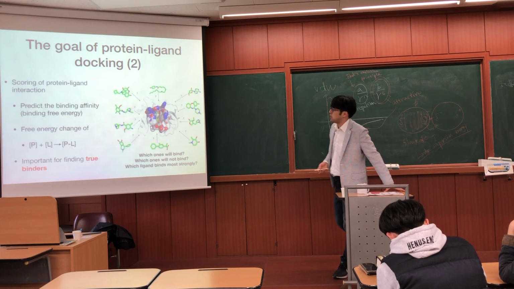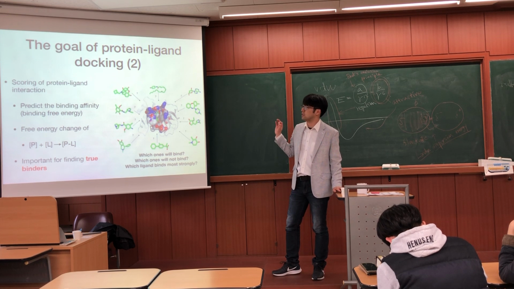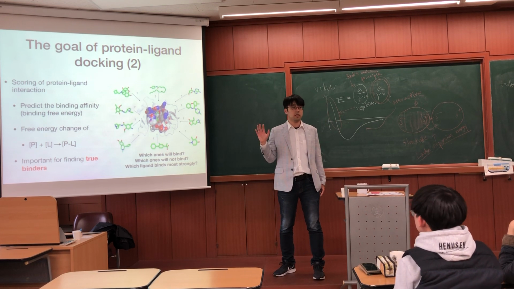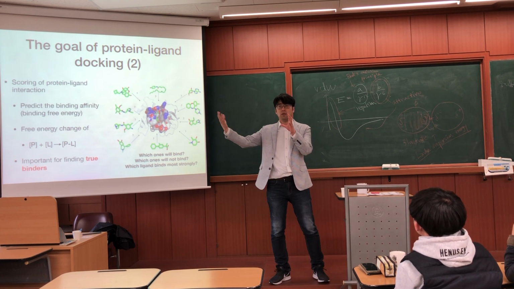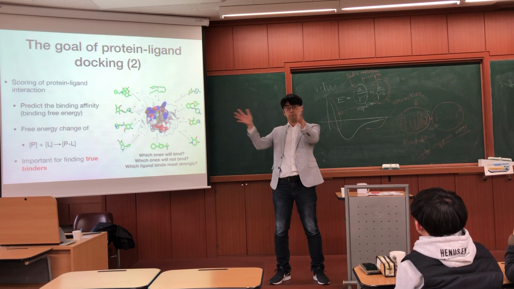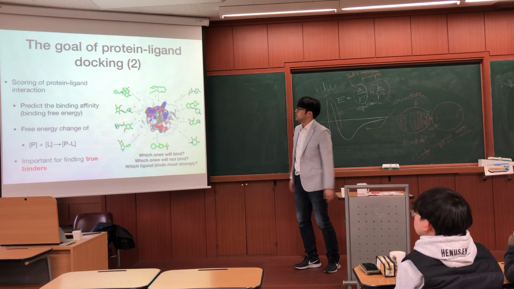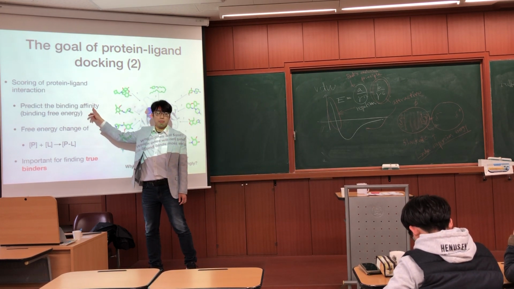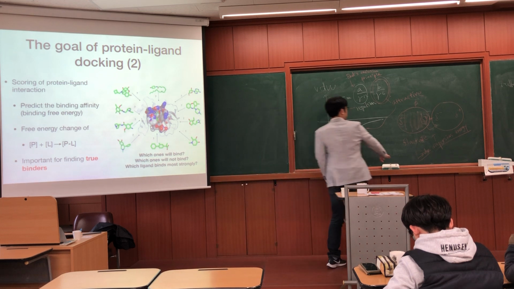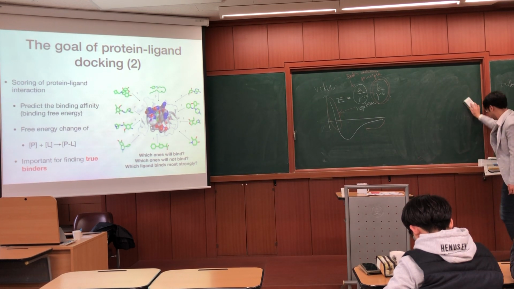And also the second goal of protein-ligand docking is the scoring of protein-ligand interaction. So the second goal is to predict how protein and ligand will bind, how strongly they will bind. That is in general called binding affinity. The binding affinity means how strongly they will interact.